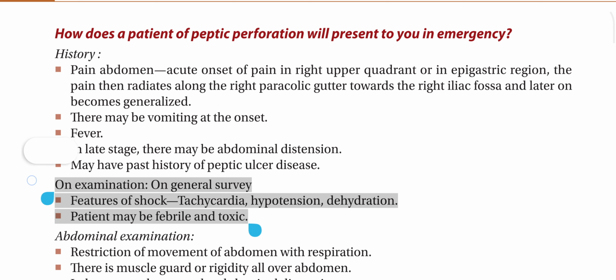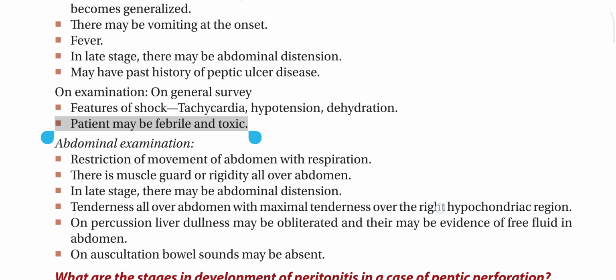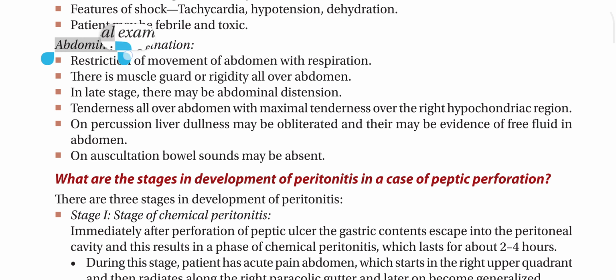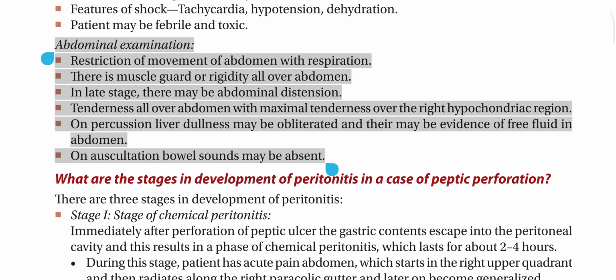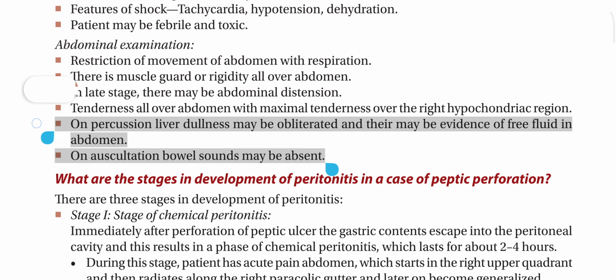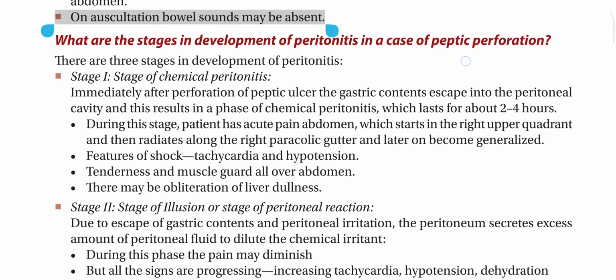On examination, on general survey: features of shock, tachycardia, hypotension, dehydration. Patient may be febrile and toxic. Abdominal examination: restriction of movement of abdomen with respiration. There is muscle guard or rigidity all over abdomen. In late stage, there may be abdominal distension. Tenderness all over abdomen with maximal tenderness over the right hypochondriac region. On percussion, liver dullness may be obliterated and there may be evidence of free fluid in abdomen. On auscultation, bowel sounds may be absent.